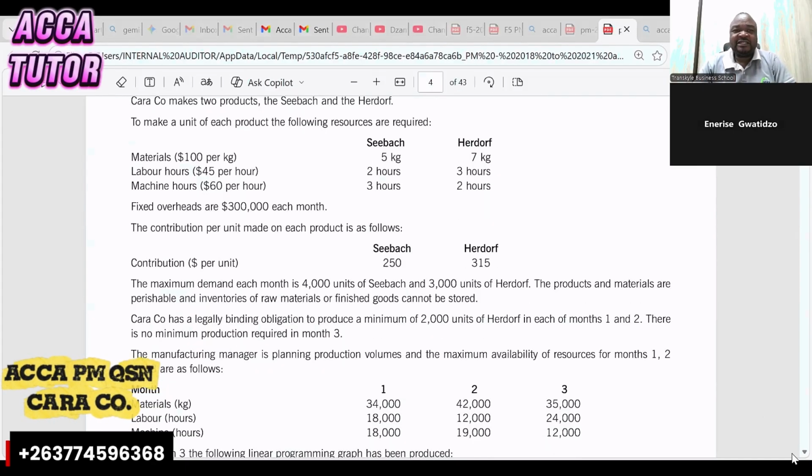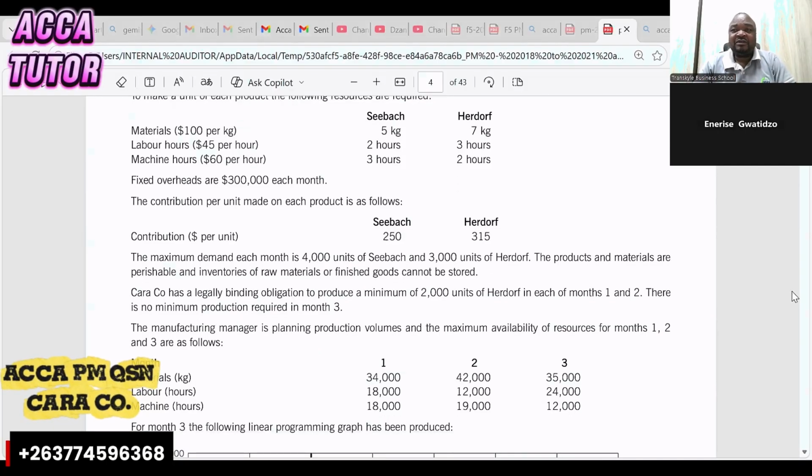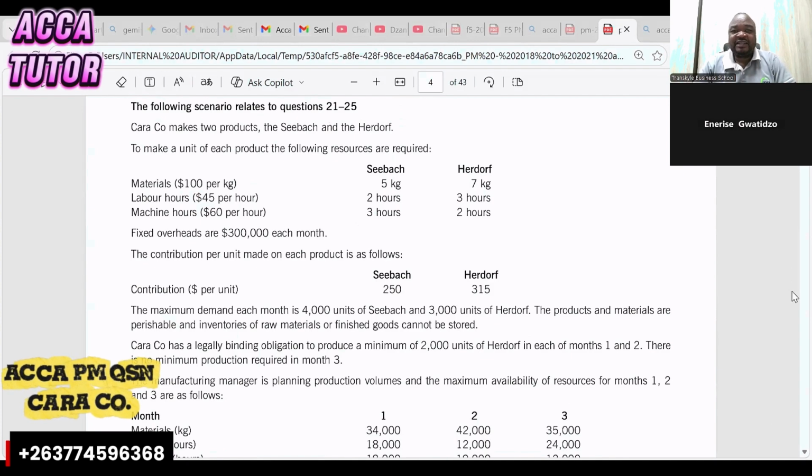And this one is limiting factor analysis, but where we have, all right, so it's fine. It's okay. It's a limiting factor analysis question. But in this case, we will be having more than one limiting factor. And when we have got more than one limiting factor, it means that we are going to use linear programming.